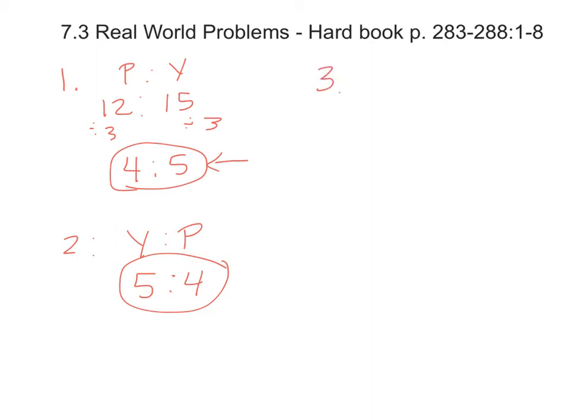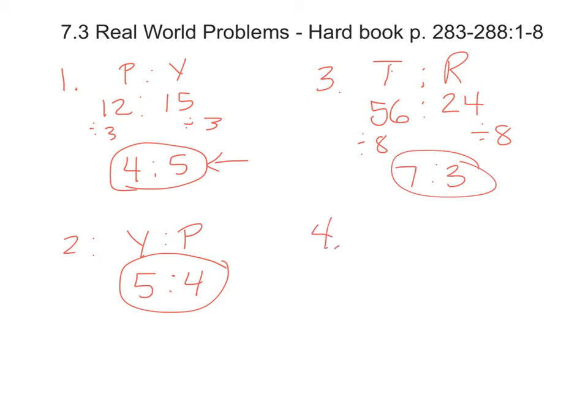Number 3 wants to know the ratio of the total, T, umbrellas and raincoats to R, raincoats. So it's a good idea to label what you're looking for so you can calculate it out. There were 56 umbrellas and raincoats altogether, so I know my total, but it only tells us raincoats was 24. So 56 to 24 would be good, except both of those will divide by 8. So in lowest terms, it is 7 to 3.